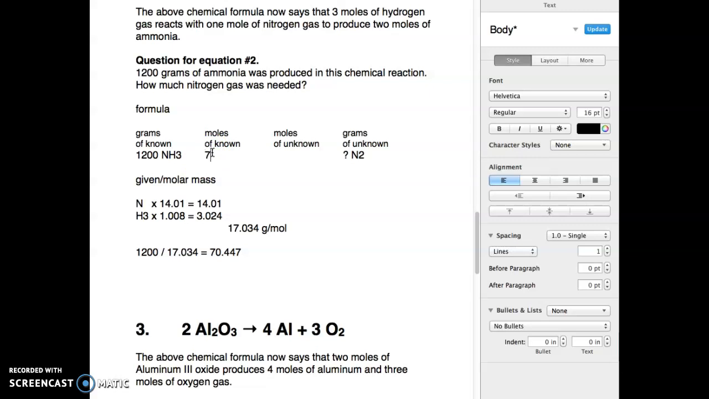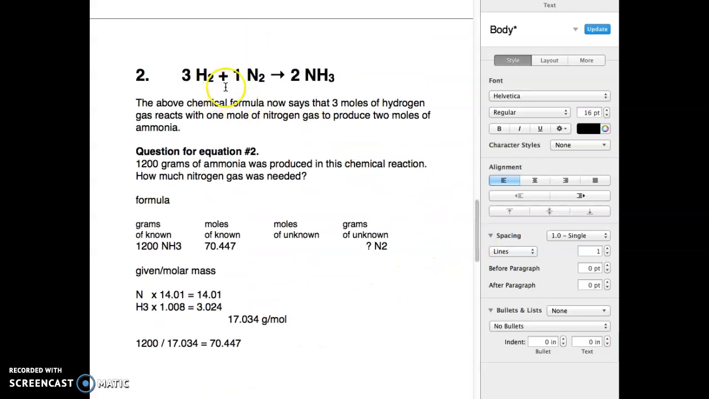Make sure you round it to 3 decimal points and clear your calculator for a second, because you don't want to keep it in your calculator. Your answers are going to be all messed up. Then you take that 70.447 and multiply it by the coefficient of your unknown, which is 1, divided by the coefficient of your known, which is 2. So once again, this is 1 over 2. That gives you a total of 35.224 moles of your unknown.